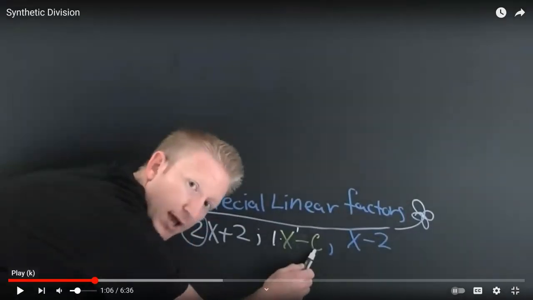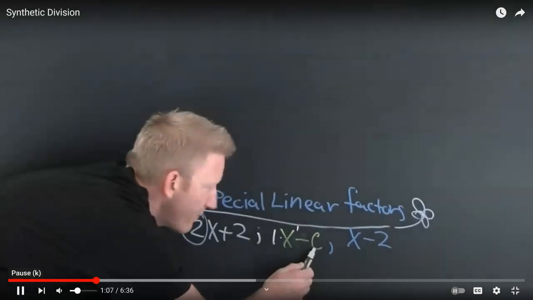Okay? So that's crucial. The only time that you can use synthetic division is if your leading coefficient is 1 and your degree is 1. That's the only time. So it's very, very limited. If we were dividing by that 2x plus 2, we can't synthetically divide that. So we have to do that one with long division. So that's why synthetic division is very, very limited.